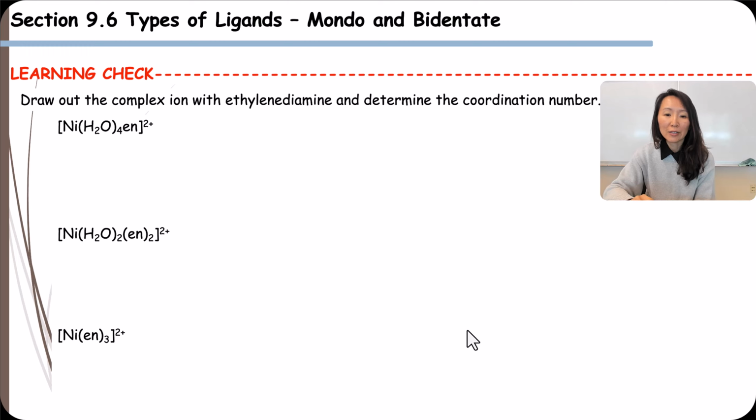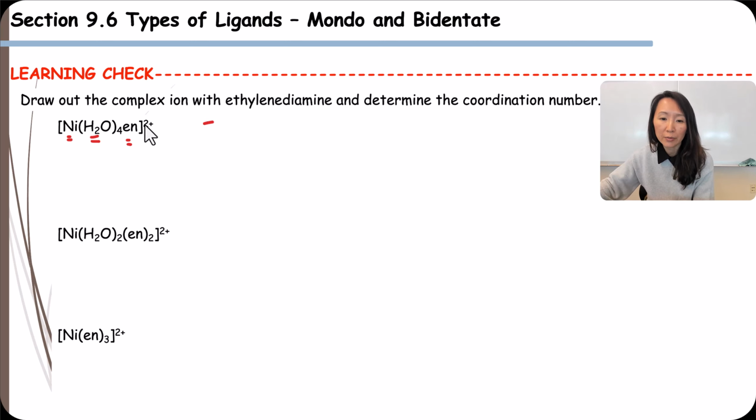All right, let's do a learning check based on what we have learned so far. Draw out the complex ion with ethylene diamine and determine the coordination number. Let's do the first one together, and then you'll try the next 2. So here's my nickel, which is my transition metal, and it's got water. Water, if you look in your reference sheet, is known as a monodentate. And then I have my EN, which is the ethylene diamine, and that's my bidentate, since 2 pairs are being donated. And that's got a charge of +2.